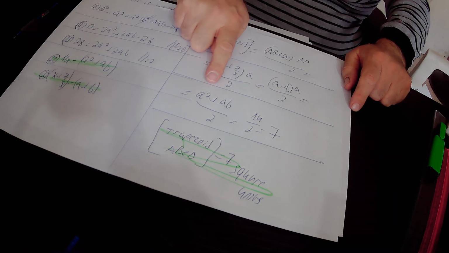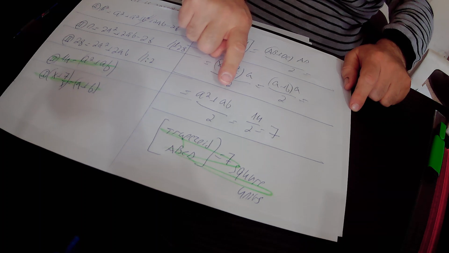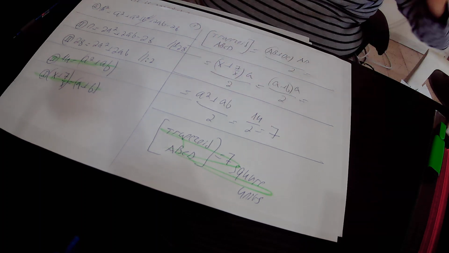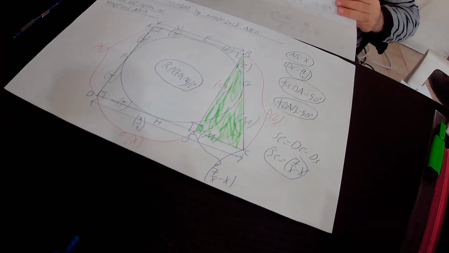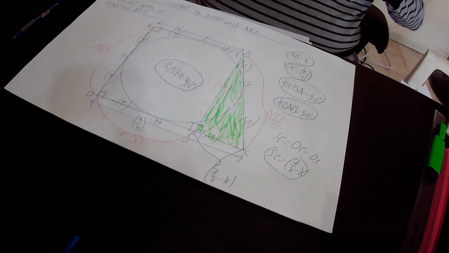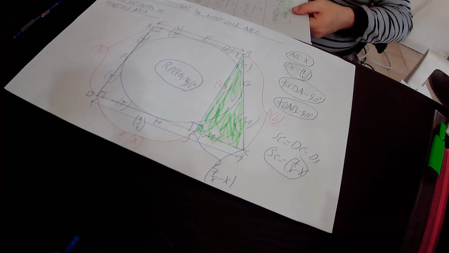Therefore we can substitute a squared plus ab by 14 in this expression. We did it. So a squared plus ab is 14. So in total this expression equals 14 over 2, that is 7. So in conclusion we found out that the area of this trapezoid ABCD equals 7 square units. We finish with the first question.